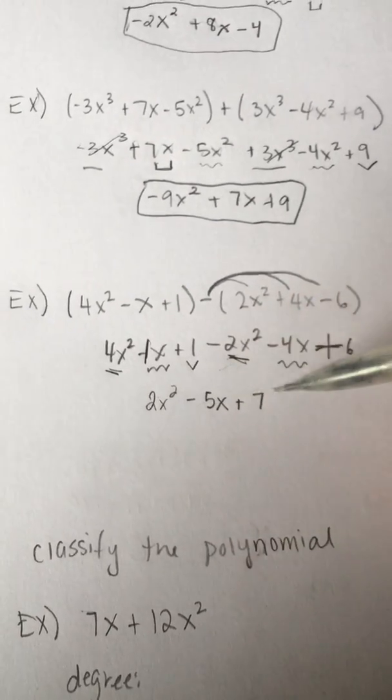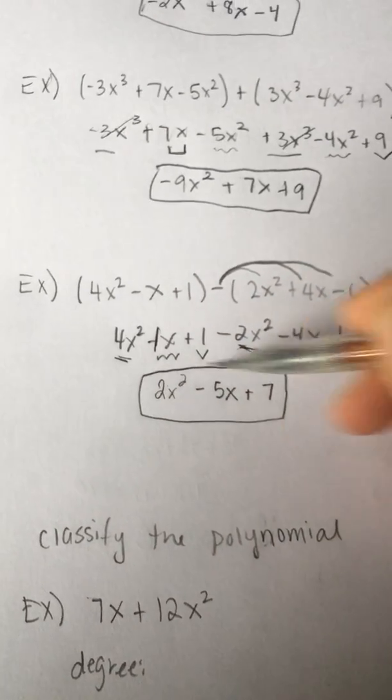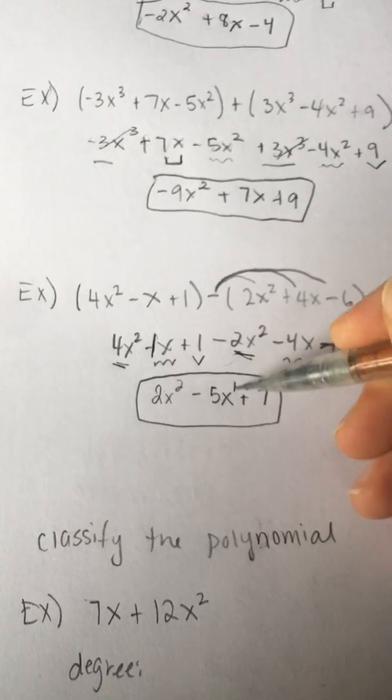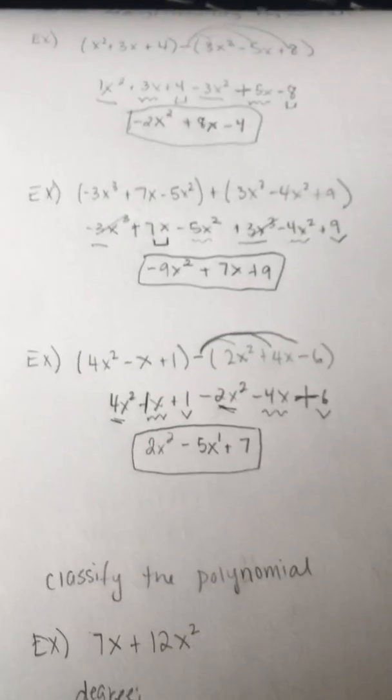Can we put any of these together? The answer is no. They are not like. They need to have the same letter and exponent, which they do not. Therefore, that's our final answer. That's the new material for today.